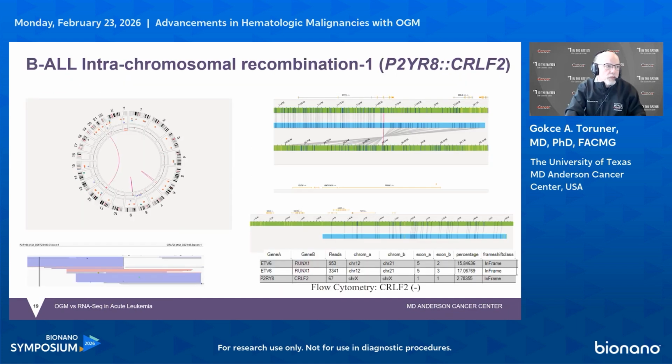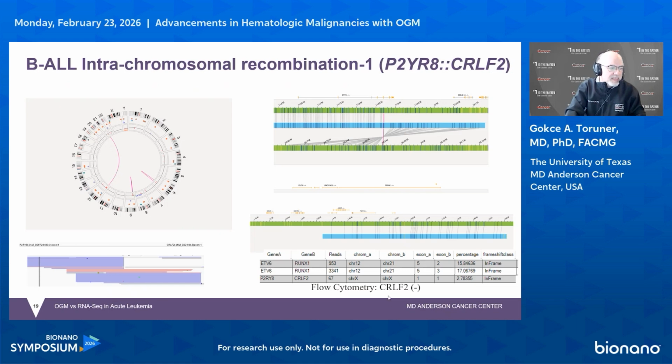Now, intrachromosomal recombination. Fusions due to intrachromosomal recombination are probably happening more than we think. So I'll be talking about two cases with the P2RY8-CRLF2 discordant results.